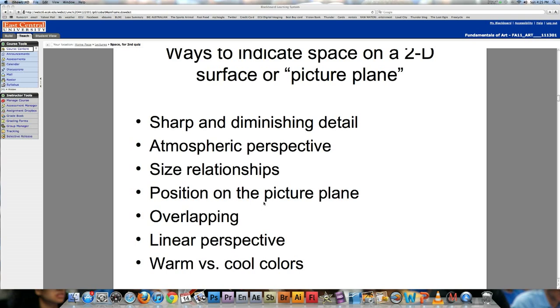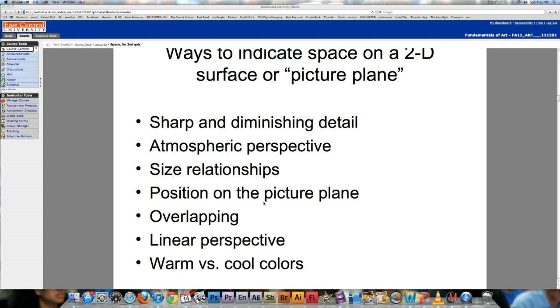If something is really up close to you, you're going to see a lot of detail, sharp detail, and you're going to see all of the detail. The further that object gets away from the viewer and heads into the middle ground and the background, that detail begins to diminish. And that's what I was talking about with the bricks earlier.